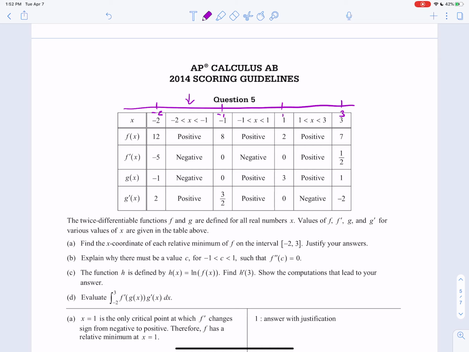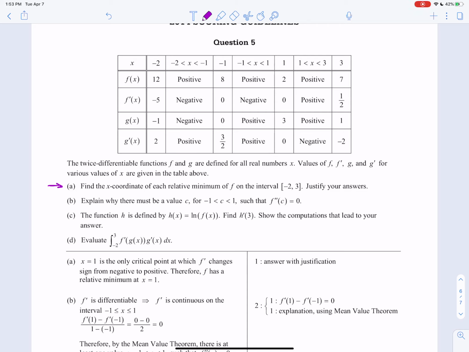Here we go. Part A. Find the x-coordinate of each relative min of f on the interval from -2 to 3. So remember, relative min is just local minimum. So remember that f has a local min when what happens, right? So you got to remember that this is when f prime changes from negative to positive.